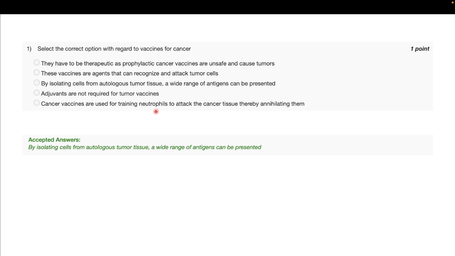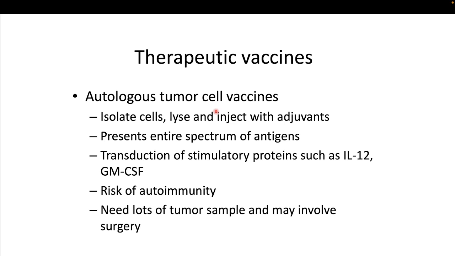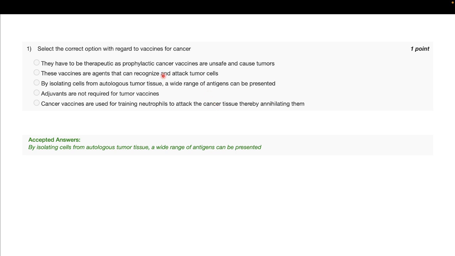Cancer vaccines are used for training neutrophils to attack the cancer tissue, thereby annihilating them. No, vaccines are actually used for training your B and T cells. So if you read through this slide also, you'll get to know the correct answer. But yeah, in this case, the correct answer is option 3. Is this clear? Yes, ma'am. Okay, thank you. So let's move on towards the next question.